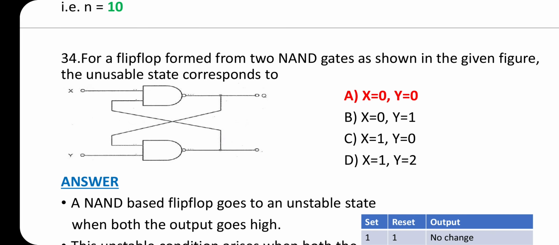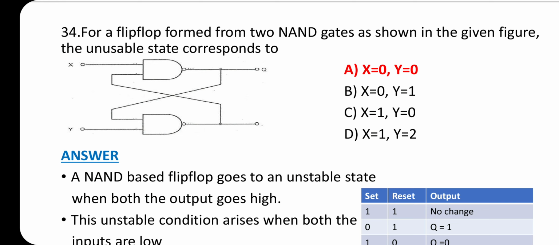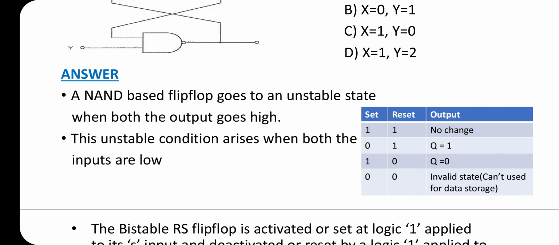Question number 34. For a flip-flop formed from two NAND gates as shown in the given figure, the unstable state corresponds to, answer is option A, x equal to 0 and y equal to 0. The given figure is an RS flip-flop. A NAND-based flip-flop goes to an unstable state when both the inputs go low. This unstable condition arises when both the inputs are low.